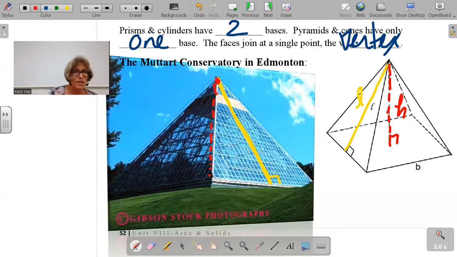So once again, to give you a quick illustration here, the slant height would be down the side of a pyramid or a cone. Okay? And the true height would be as if you were inside, like so, going straight up and down the middle. That's called the true height, also known as the altitude.